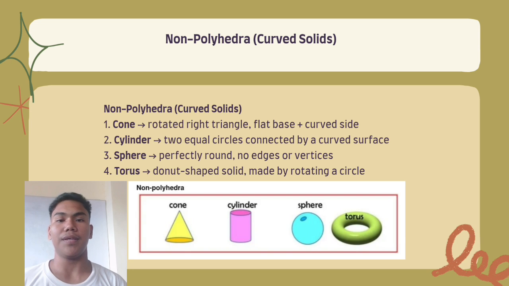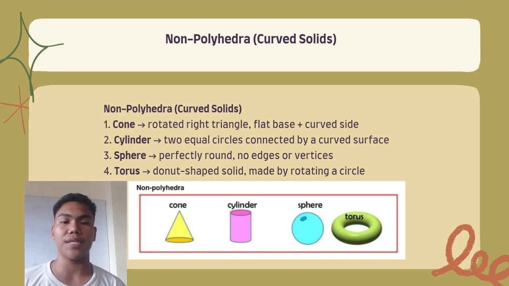Number 4 of our topic. Not all solids have a flat base. Some have curved surfaces. That's what we call non-polyhedra. Examples are a cone, like an ice cream cone. It has a circular base and a curved surface. A cylinder, like a soda can, two equal circles connected with a curved surface. And a torus, that's a donut shape, with a curved surface all around.